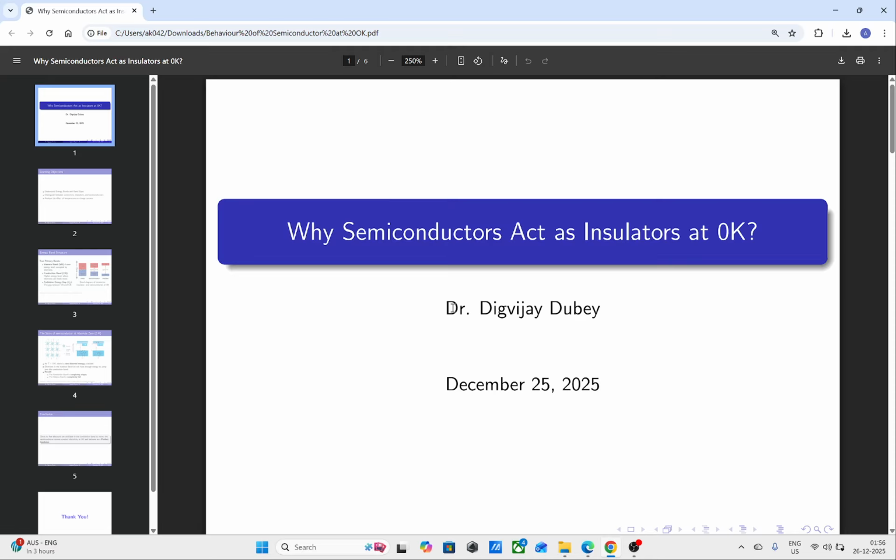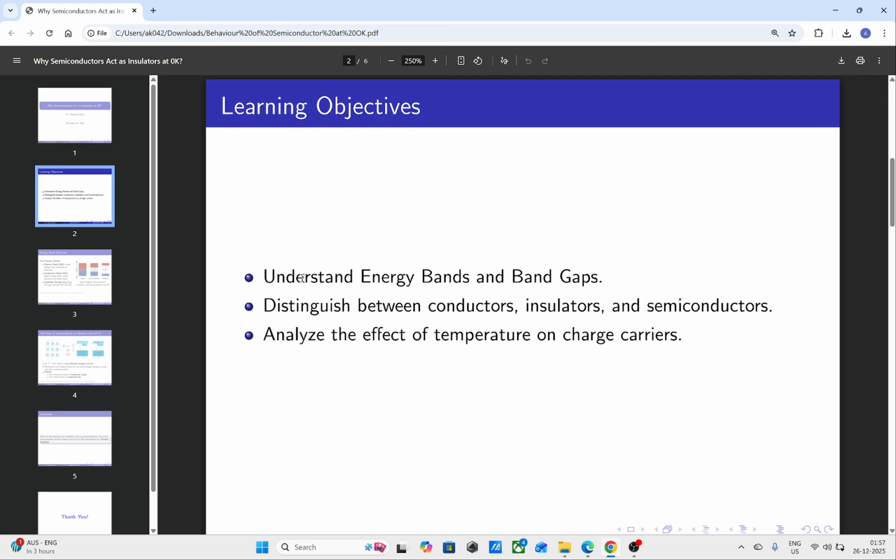Digvijay, and in today's lecture I am going to discuss a very important question of solid state physics, that is why semiconductors act as an insulator at 0 Kelvin. So these are the learning objectives of today's lecture. So let's start today's lecture.